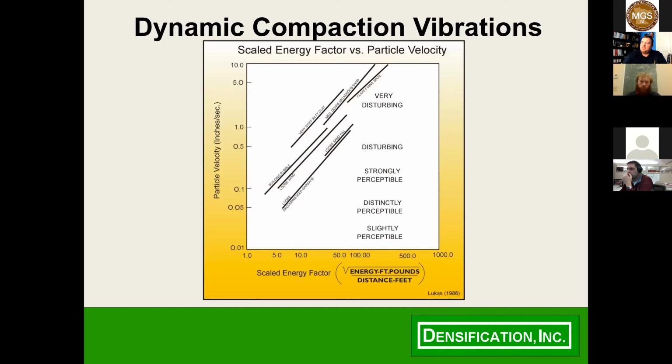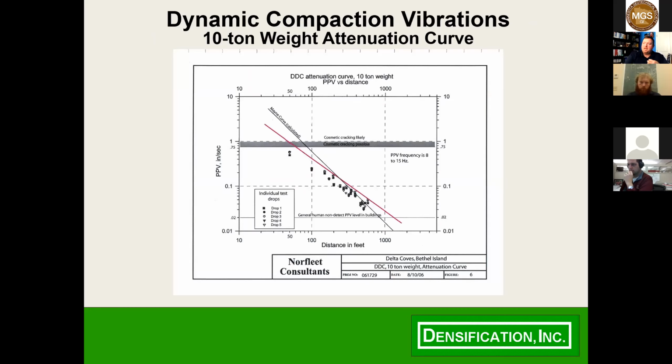Vibration levels. This is a scaled energy factor plot, which is kind of like the first pass at what my vibration levels are going to be. Those lines you can see are all empirical data that's been generated on other sites. If you come in on the bottom, knowing your energy and your distance away to a structure, you can come up to one of those lines depending on what kind of soil it is and get a sense as to what your particle velocities are going to be during this work. So this is a good first test of, do we have an issue or not? Once you get past that sort of desktop study, you collect what's called a site-specific attenuation curve.